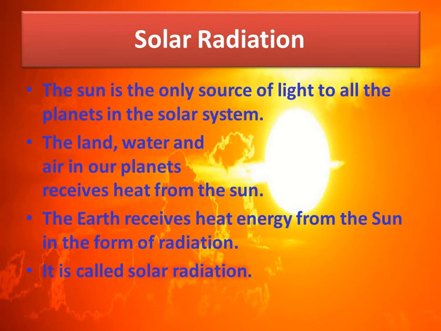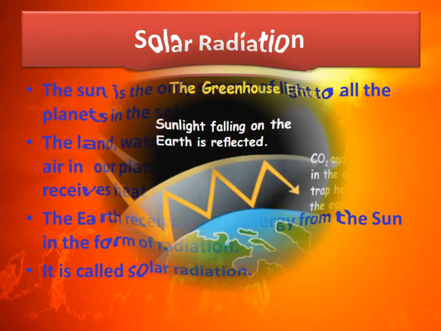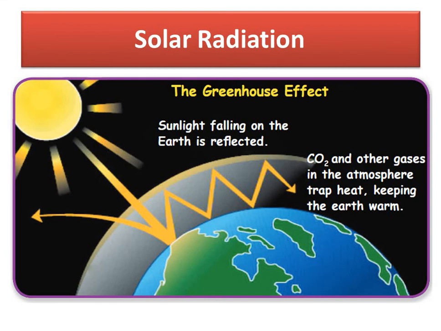The next picture shown here is the greenhouse effect. Sun's rays falling on the earth is reflected. It is bounced back. Like you bounce a ball on the wall, you hit a ball on the wall, what happens? It comes back. Same way it is reflected. The sunlight falling on the earth is reflected back.